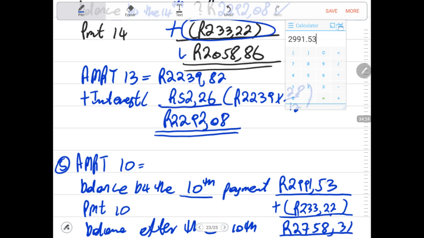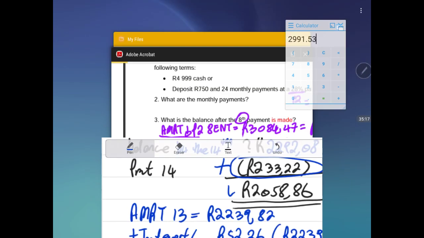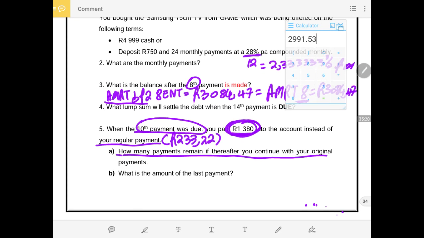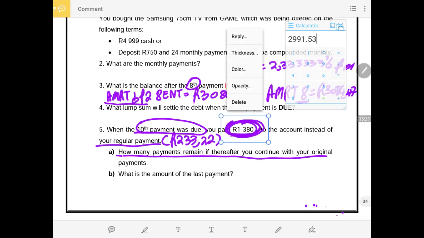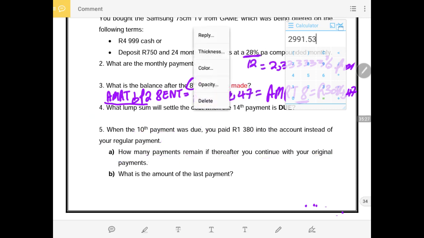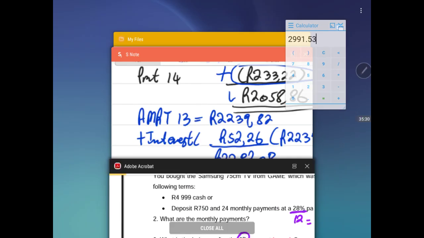And the balance before the 10th payment was made is 2,991 rand 53 cents. So now this is our balance. Now that we have this balance, we need to know that we made a payment of the 10th payment, and we know that the 10th payment was how much? The 10th payment was 1,380. So now we need to deduct the actual amount that was paid on the 10th payment.